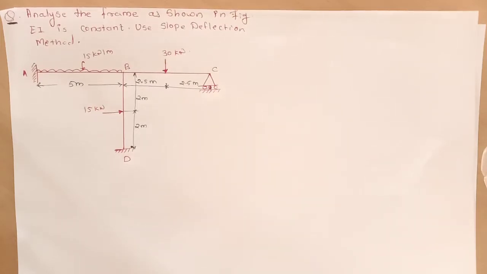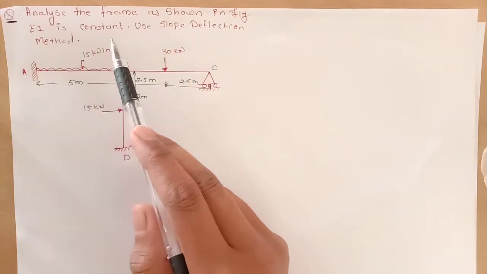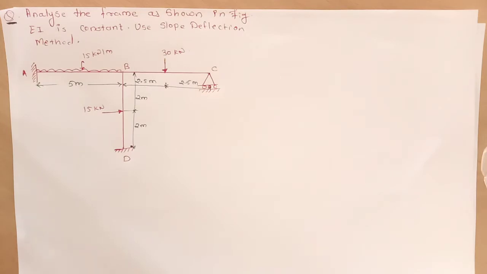Hello everyone. Today we are going to solve a problem on the slope deflection method. Our today's problem is slightly different from the previous problem. The problem is to analyze the frame as shown in the figure, where EI is constant, using the slope deflection method.